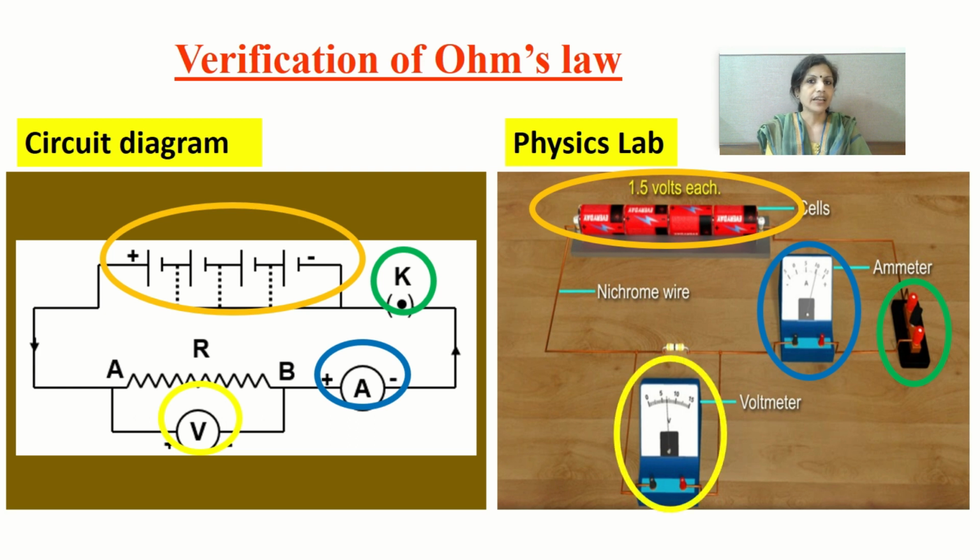So the circuit connections go like this. You can see all the components are connected to each other with wire, and we have used a nichrome wire here. Alright. Now let's understand how the experiment is performed. In the experiment, we are checking how electric current and potential difference are interdependent on each other, and this is verified by Ohm, so it is called Ohm's law.